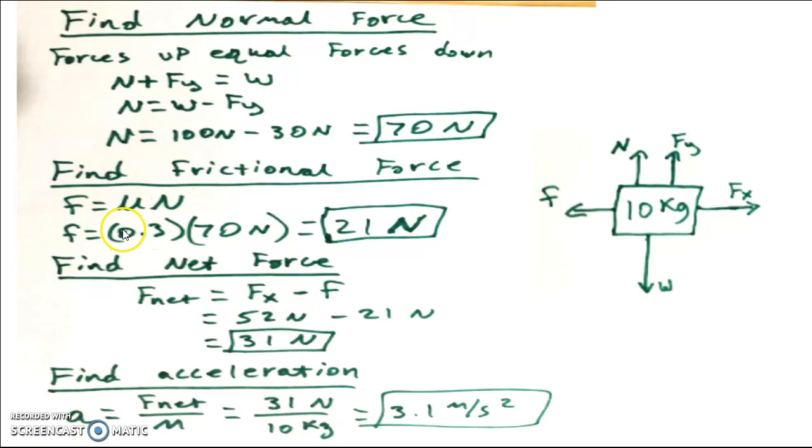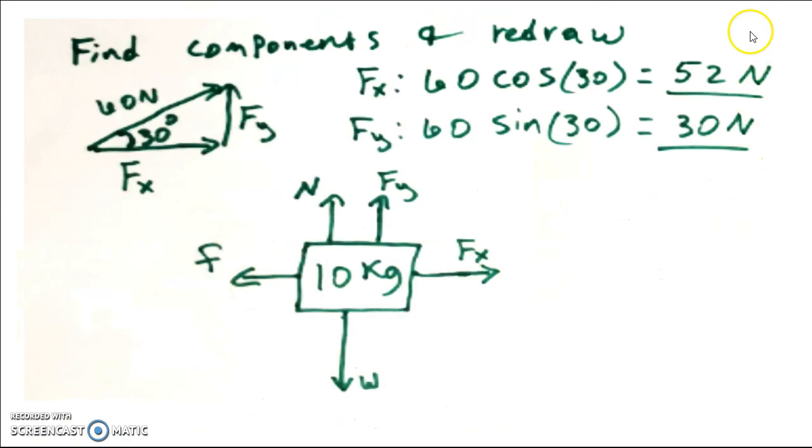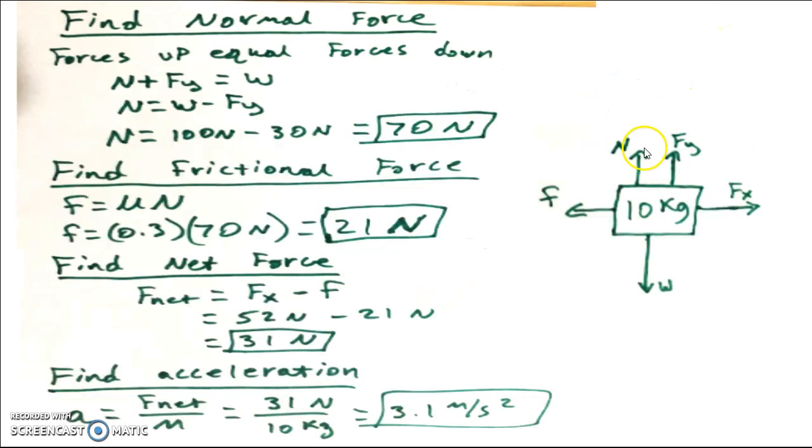So that's 70 newtons. And then to find the frictional force, remember the frictional force is the coefficient multiplied by the normal force. So 0.3 multiplied by 70 newtons gives you 21 newtons. And then you can plug that in. The 21 newtons would go here. The x component was 52 newtons, from the other slide. Remember, the x component was 52 newtons.